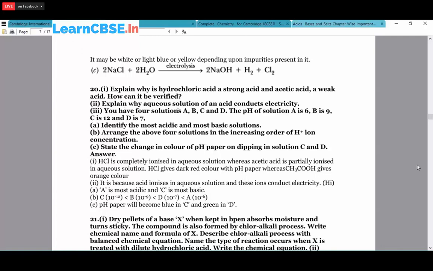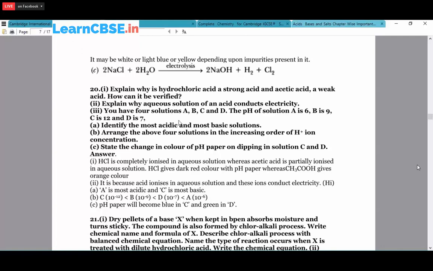Explain why the aqueous solution of an acid conducts electricity. Because in aqueous solution, it is converted into ionic form. The ions are free to move in the liquid state, so these ions can conduct electricity in the aqueous solution.